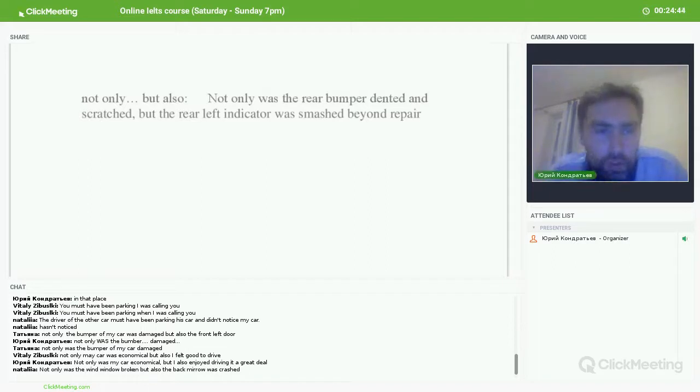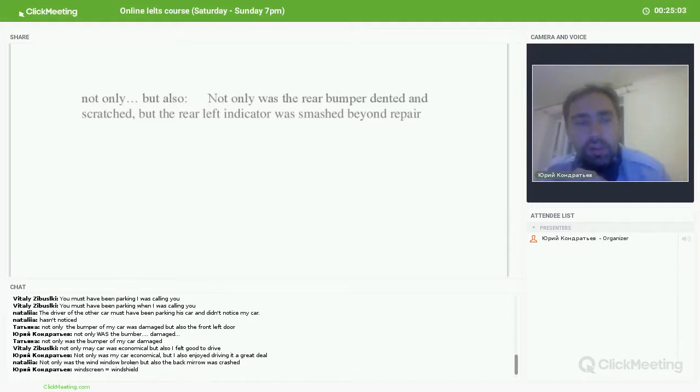Not only was the window... No, it's called windshield. Windscreen or windshield. There are two words. Windscreen, that's British, and windshield, that's American. You don't call it a window. Windshield. Like this: Not only was the windshield broken, but also the back mirror was crashed.